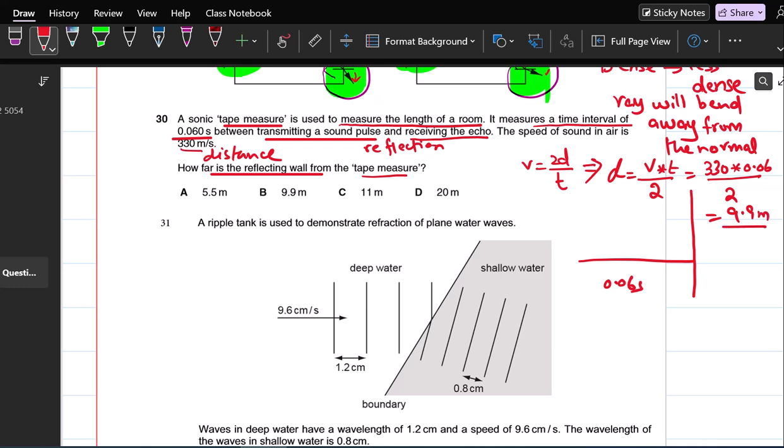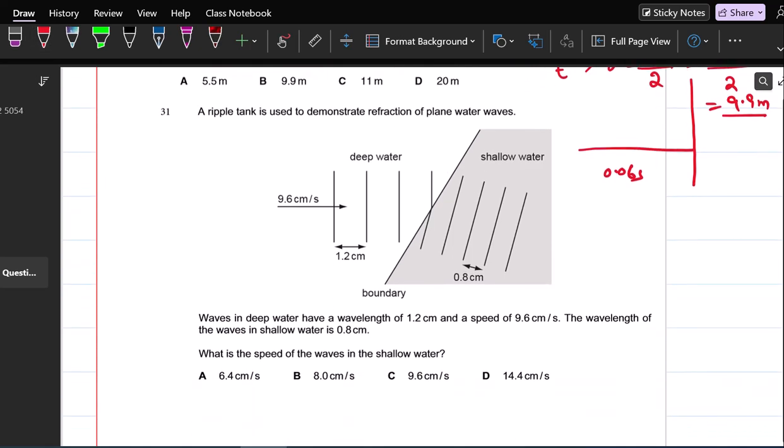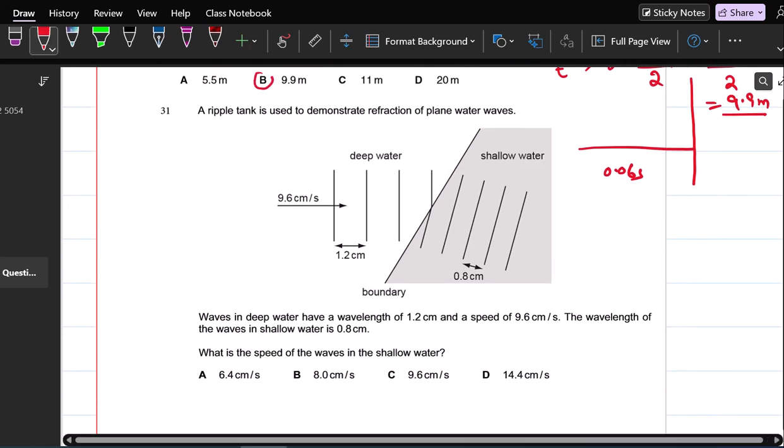Today I was not ready with my calculator, but thanks to Sarvakar that he has placed the calculator here. So moving to question number 31. So B is the right option.